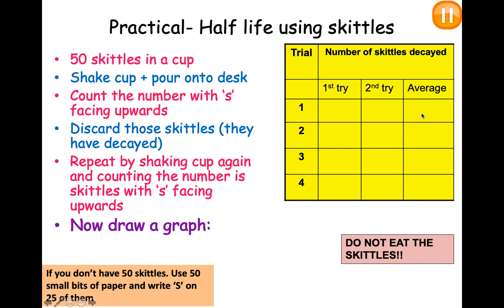Then you're going to have a go at sketching out a graph. On your y-axis, you're going to have your average number of decayed Skittles, which is in the average column on your table. On your x-axis, you're going to have trial, so number 1 to 4. You'll do a scatter graph, so you'll do crosses, and then see if you can do a line or a curve, if more appropriate, of best fit. Pause the video to have a go at the experiment.